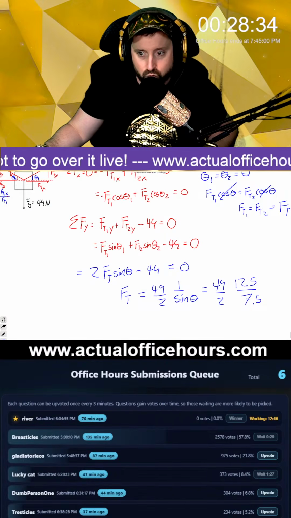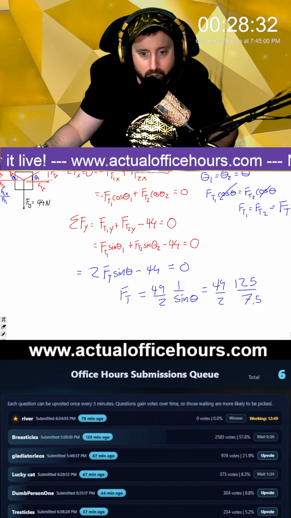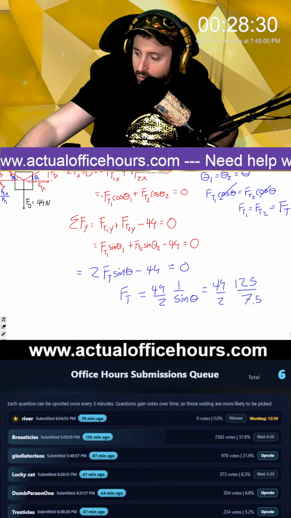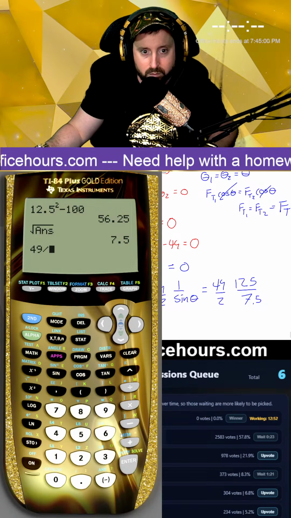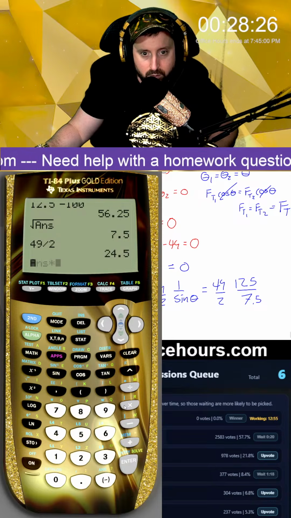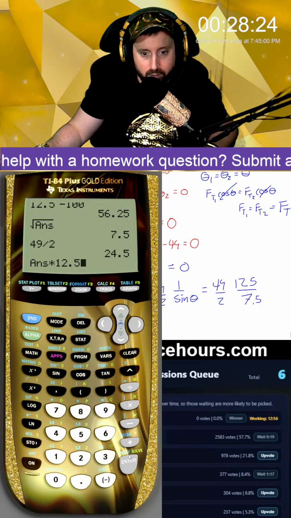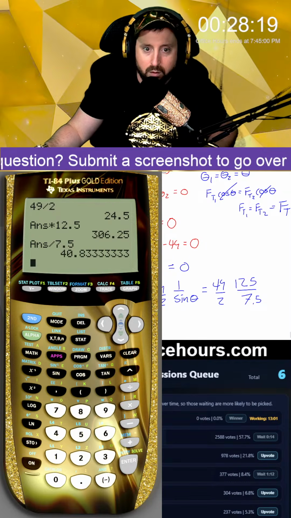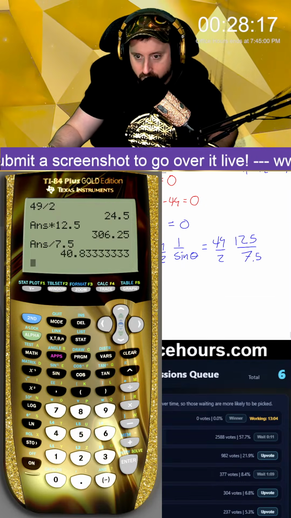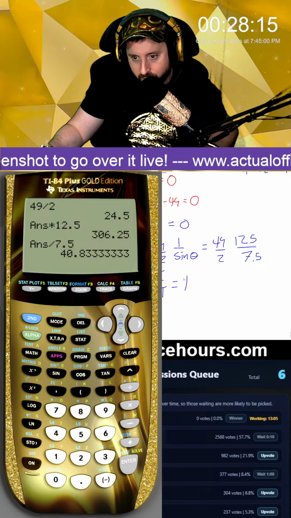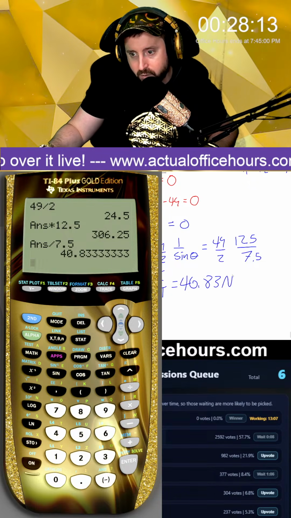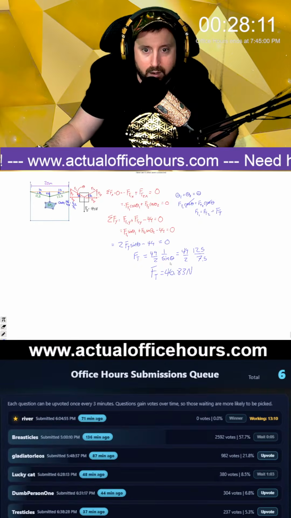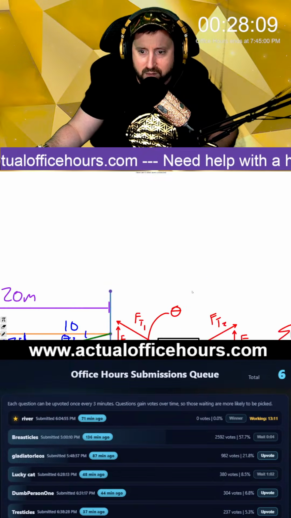And then you can solve for this. So what is this? 49 over 2 times 12.5 divided by 7.5. Good. And so you get 40.83 newtons. So Ft is equal to 40.83 newtons. And so yeah, that's the tension.